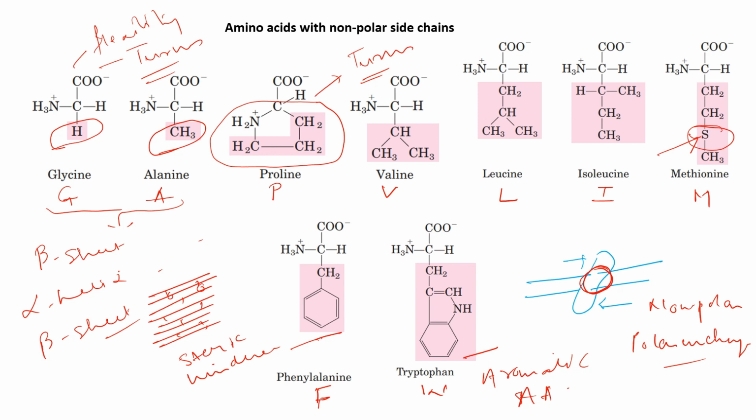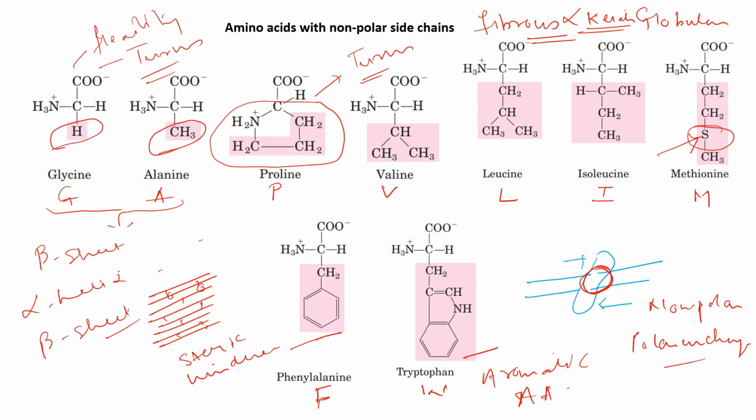So these are the amino acids with nonpolar side chains with their importance. One more thing is, there are two types of protein. One is fibrous protein and one is globular protein. For fibrous protein, the example is alpha keratin. Where do you find keratin? In your nails, in your hair, right?